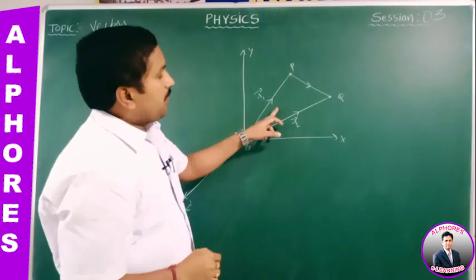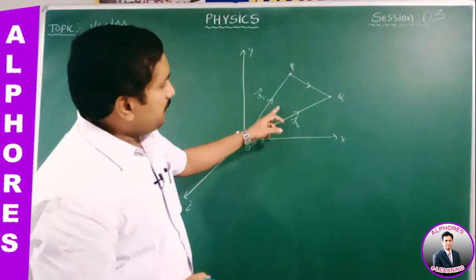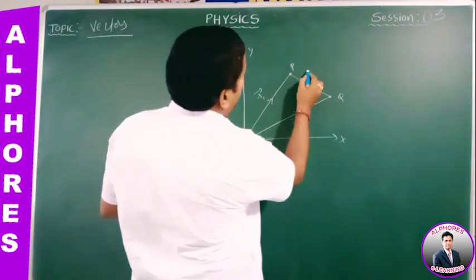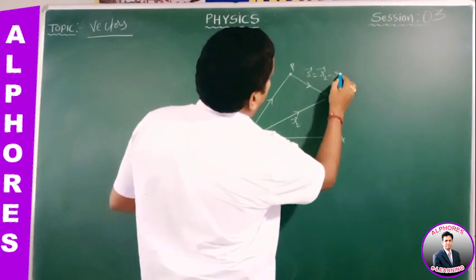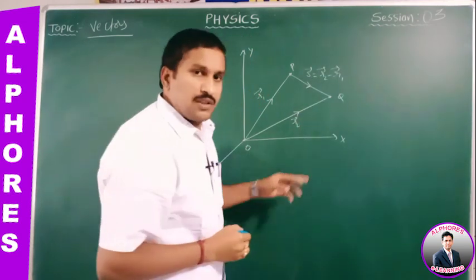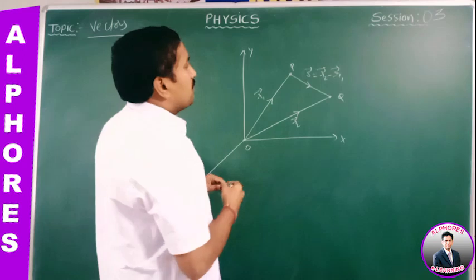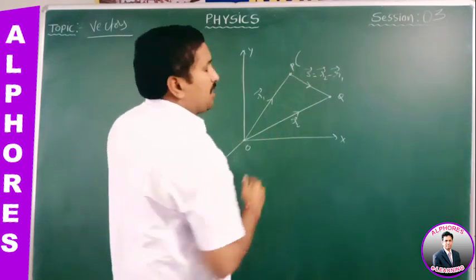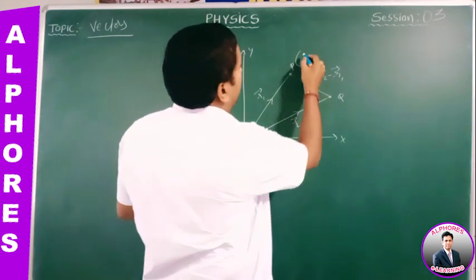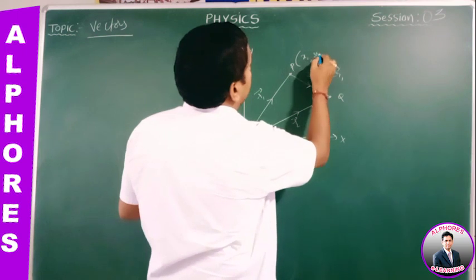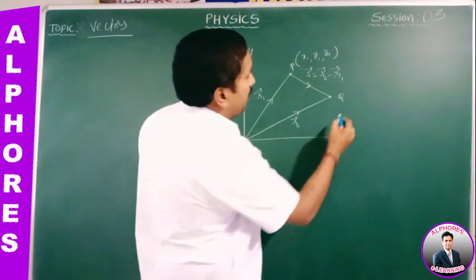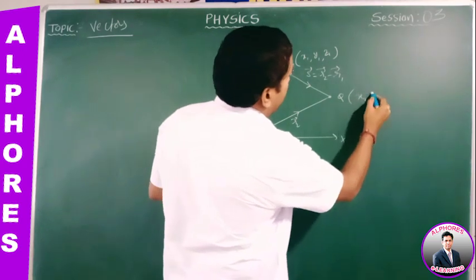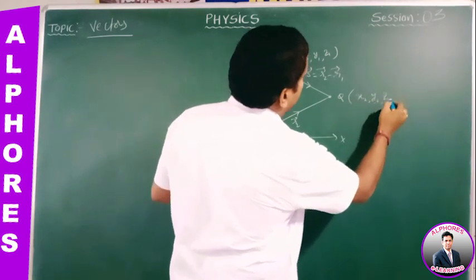Now the particle is moving from point P to point Q. This was already explained in yesterday's class, but again I am telling you. Displacement vector is equal to how much? Final position vector minus initial position vector. Now what are the coordinates of this point P? It can be taken as x1, y1, z1. What are the coordinates of this point Q? Yes, x2, y2, z2.